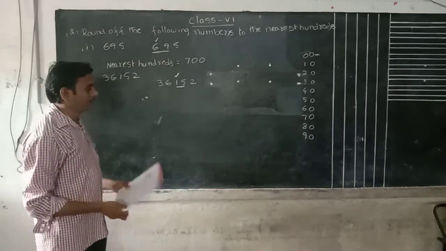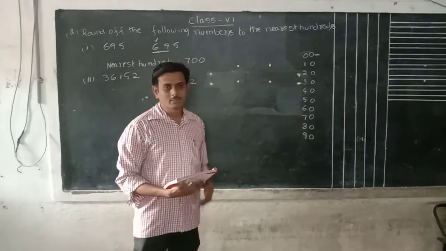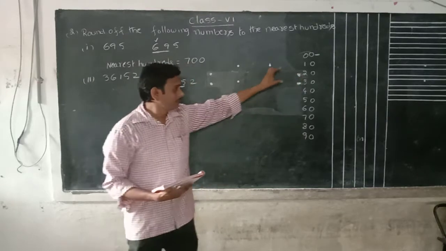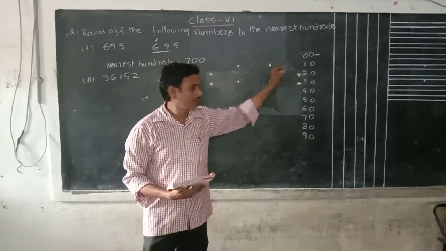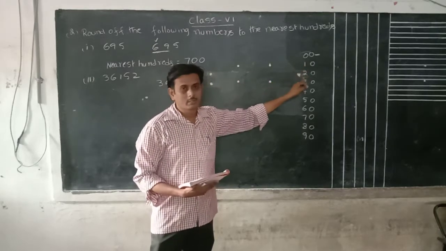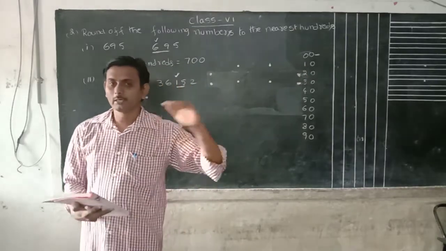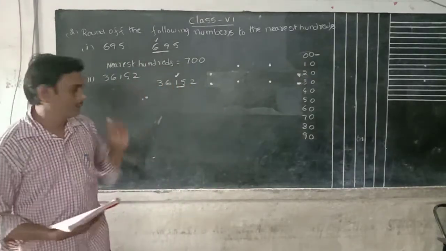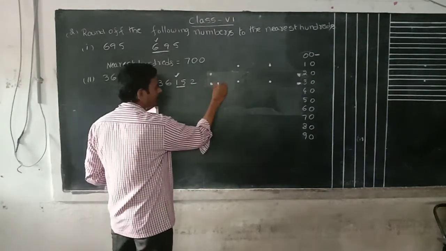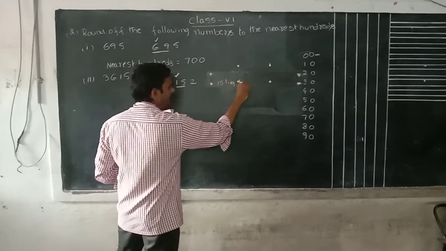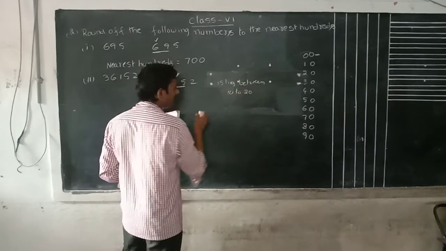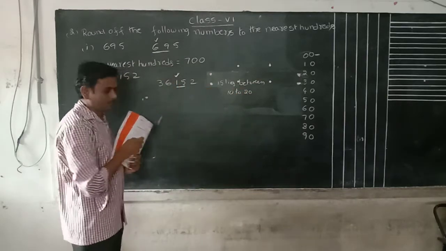15 lies between which numbers? Between 10 and 20. If you write 10, 11, 12, 13, 14 and so on, we will get 15. So 15 lies between 10 and 20. I am writing this only for understanding; there is no need to write it in the examination.